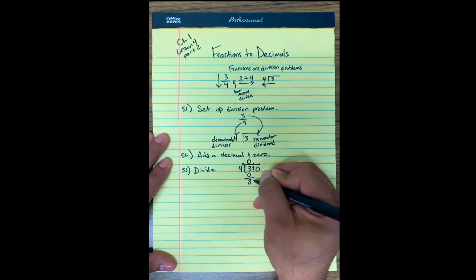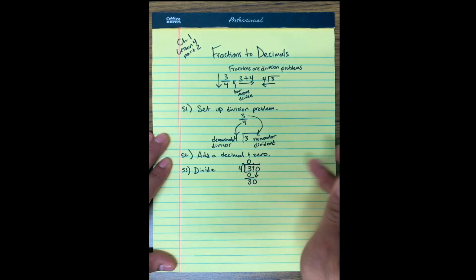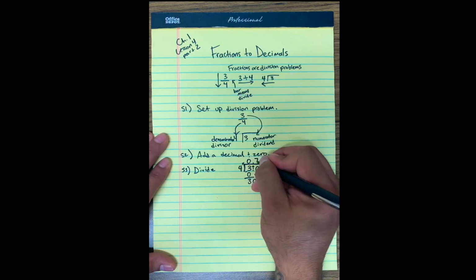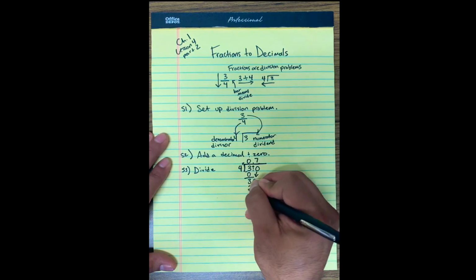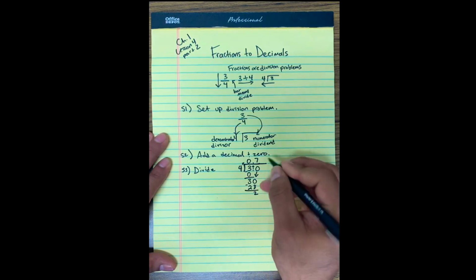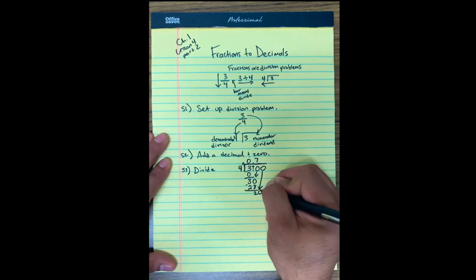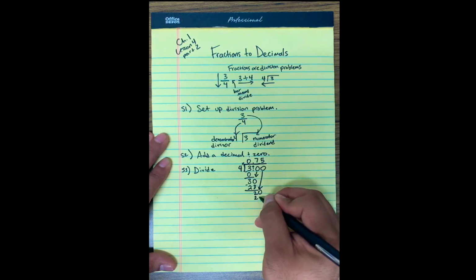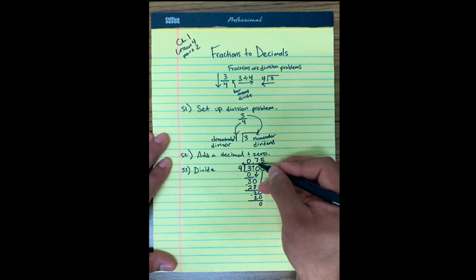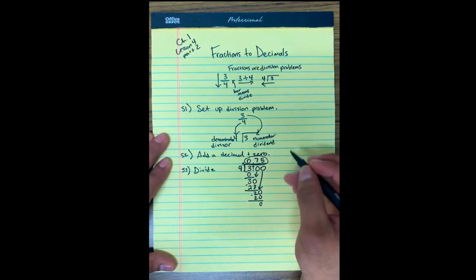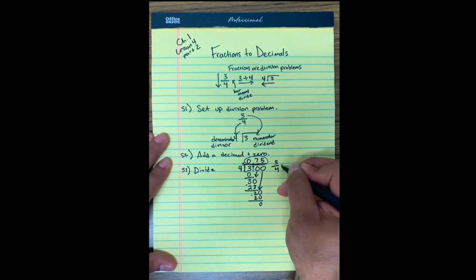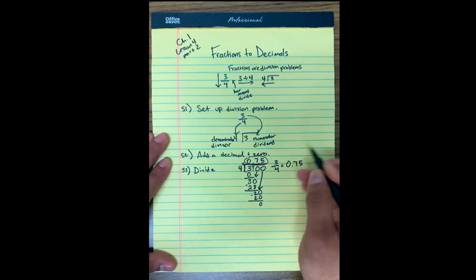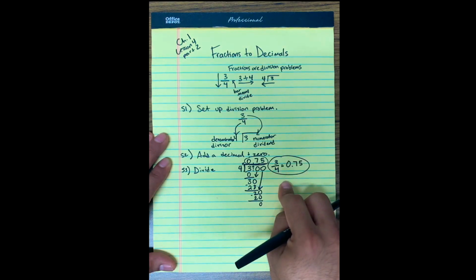And then 0 times 4 is 0. 3 minus 0 is 3. Bring down your 0. 4 goes into 30 how many times? 7. Because 7 times 4 is 28. 30 minus 28 is 2. Add another 0. Bring it down. Now you got a 20. How many 4s go into 20? Think about it. 5. Because 5 times 4 is 20. And now 20 minus 20 is 0. So you are finished. So 3/4 equals 0 and 75 hundredths. Got it?